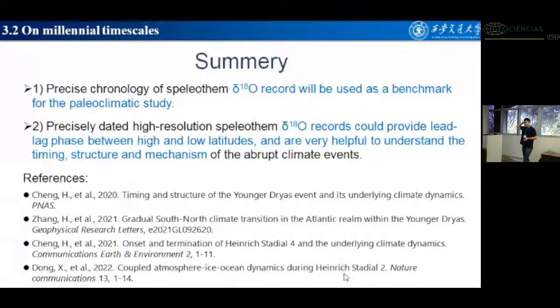So I just give a short summary. It's not a conclusion. It's about precise chronology of speleothem records. It will be very useful as a benchmark for climate study. And this precisely dated high-resolution speleothem delta 18O record could provide the lead-lag phase between the high and the low latitudes. It's very useful to understand the timing, the structure, and also the dynamics of this abrupt climate event.